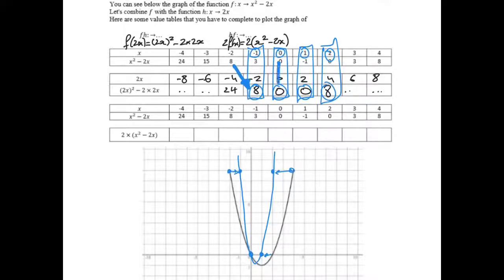This point, this 0 came here, this 0 came there, the 0 here came here, and the 8 came there. So it kind of shows on the values table that you're shrinking this graph. It's a stretch with scale factor 1/2.